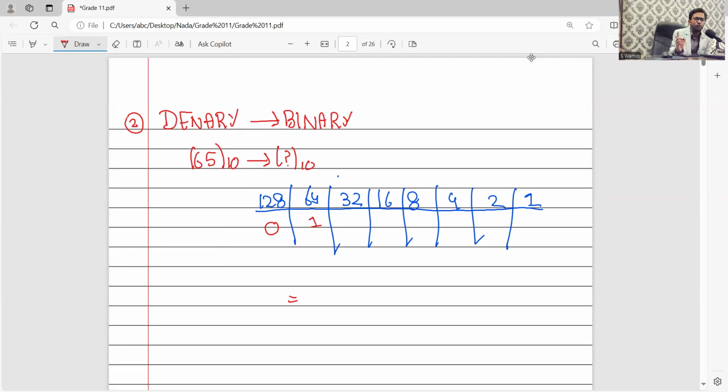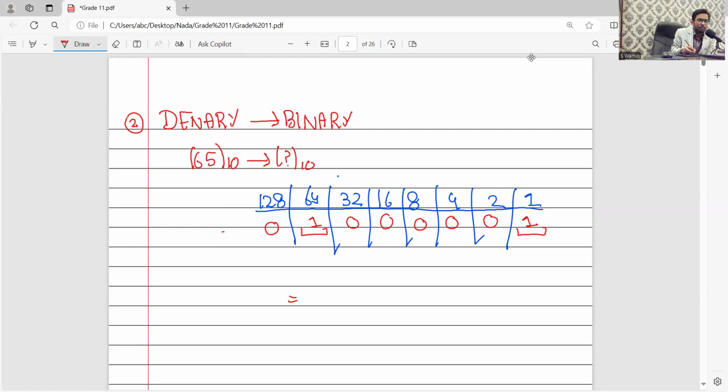And now I need one more to make a total equivalent of 65. So 32, I'm not going to take it. 16, I'm not going to take it. 8, I'm not going to take it. I'm also not going to take 4, and I'm also not going to take 2. I'm only going to take 1. So this is going to be considered as 1. These are the values that are settled as on. If I add them together, this makes 64 plus 1, 65.